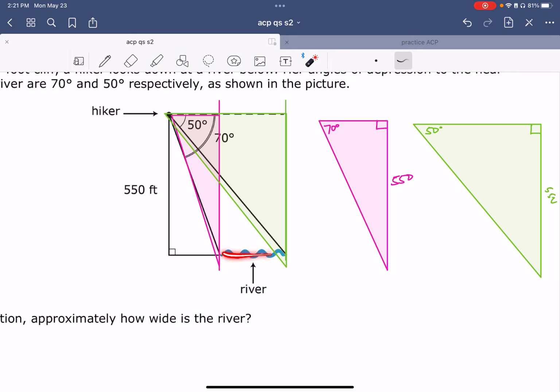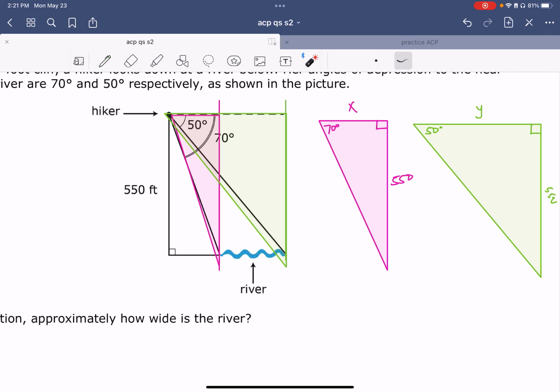So how are you going to figure out the width of the river? Well, since you're solving for something that's horizontal, you're going to want to find the horizontal distances. The hypotenuse is not going to give you any information. I'm labeling these x and y because they are two different numbers, so I don't want to make them the same variable.